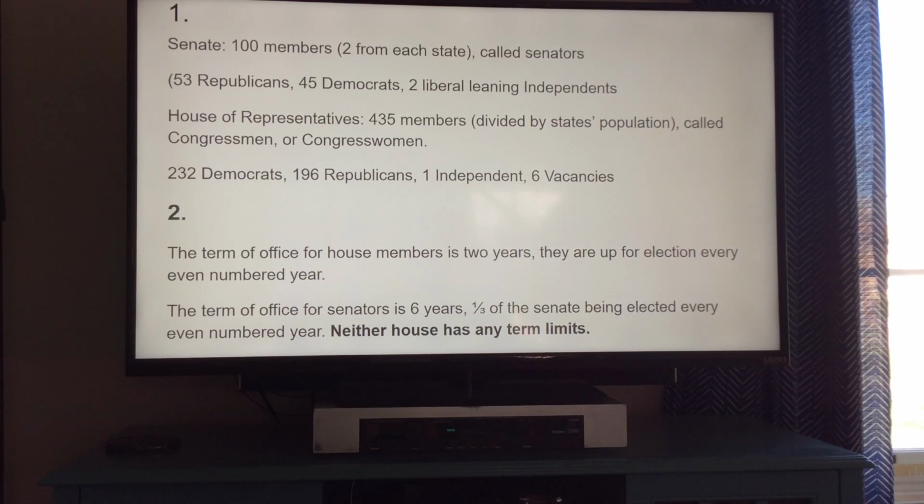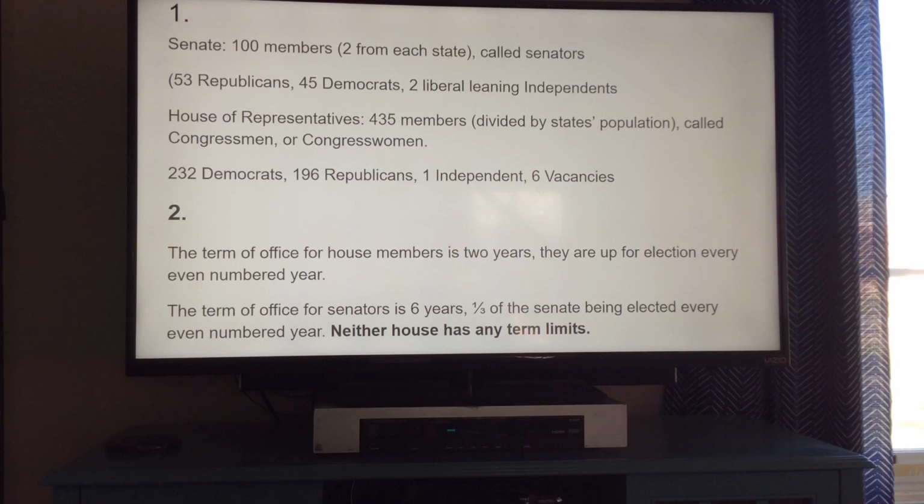Right now, the House of Representatives is controlled by the Democratic Party. There are 232 Democrats. There are 196 Republicans. There's exactly 1 independent in the House of Representatives. I'll tell you more about him in a second. And there are 6 vacancies.